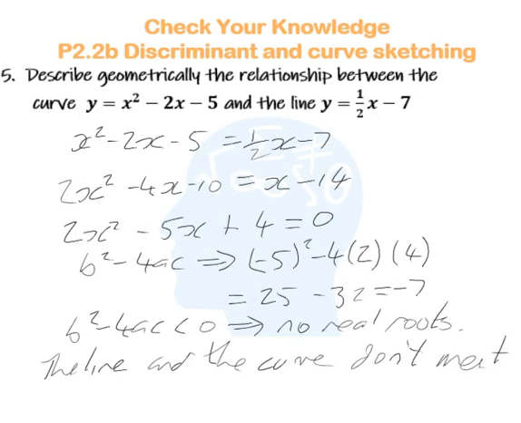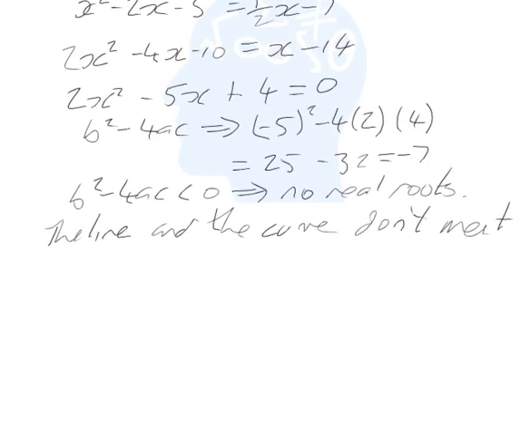So what you've got is one of those situations where you might have the curve doing, I don't know, something a bit like that, and then the line doing that, and they just don't intersect. So that's what we mean by describing it geometrically.